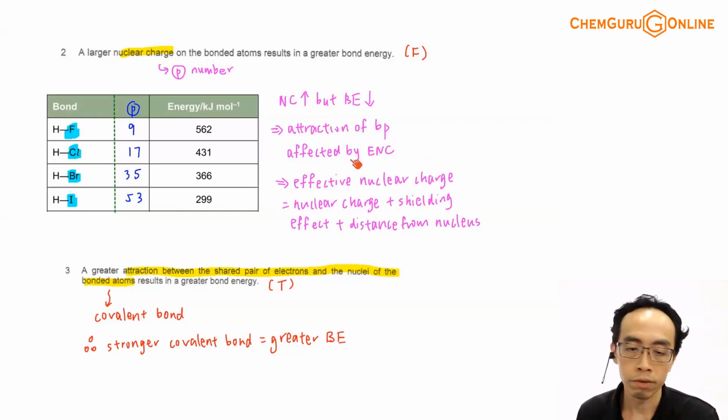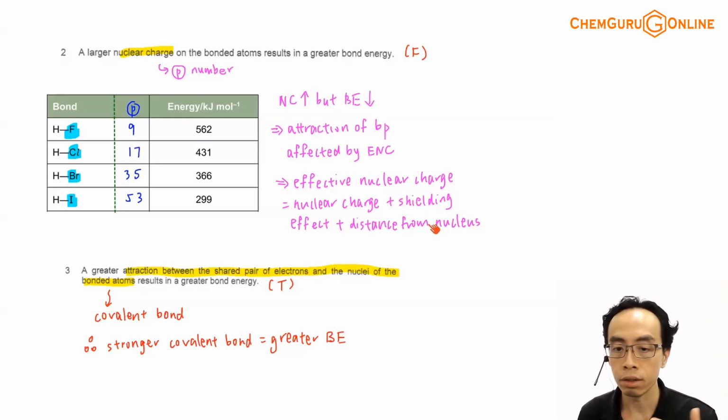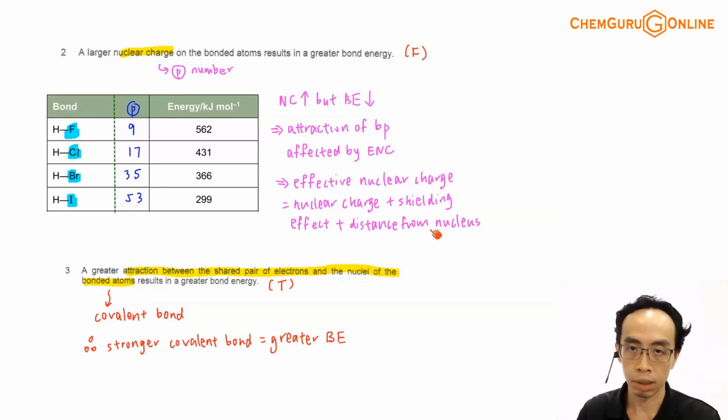So under atomic structure, we've learned that effective nuclear charge is based on nuclear charge, which is the charge of the nucleus, how many protons you have, the shielding effect, and the distance from the nucleus. Now, shielding effect and distance from the nucleus are related to each other. So if my valence electrons are in a bigger principal quantum number, then you'll be further away from the nucleus. And if you're further away from the nucleus, the attraction to the nucleus will be weaker.